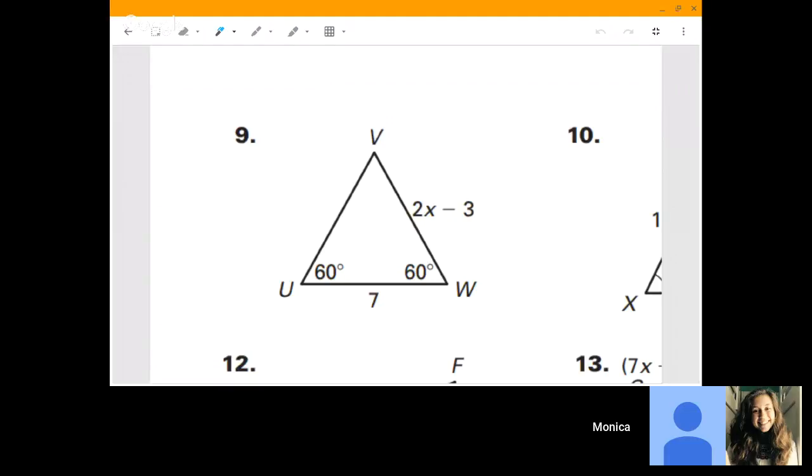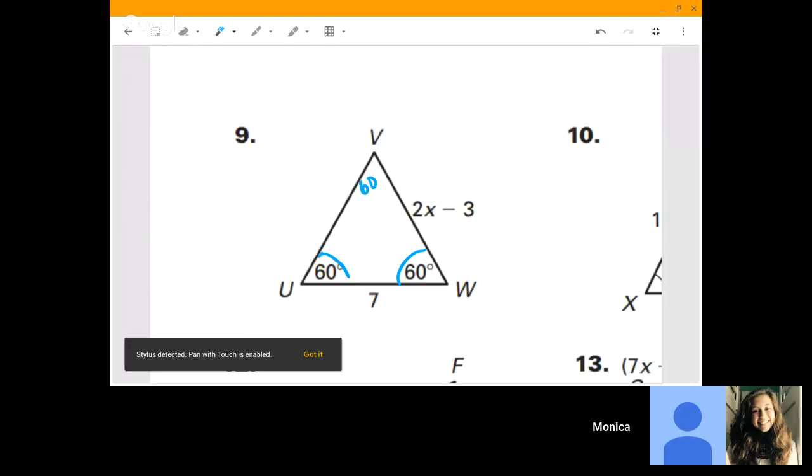So when we look at this problem, we can see that this angle is 60 and that this angle is 60, right? Well, we know the interior angles of a triangle add up to equal what? That's correct. They add up to 180. So if they add up to 180, what's that third angle going to be? Yes, it will also be 60.